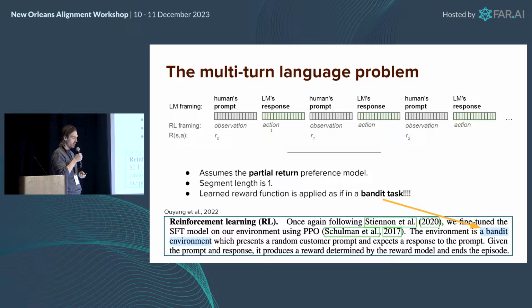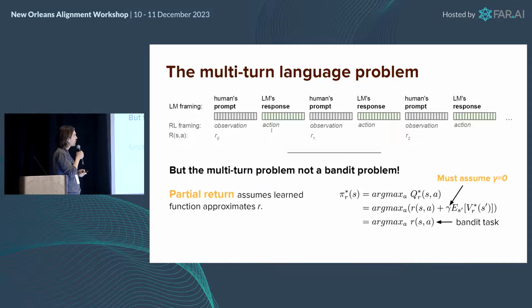The way RLHF is done in this setting is that the partial return preference model is assumed, at least nominally, and the trajectory segment length is 1. So one action or one response is what is being evaluated. Interestingly, the learned reward function is applied as if in a bandit task. However, this is not a bandit problem. This is a sequential problem.